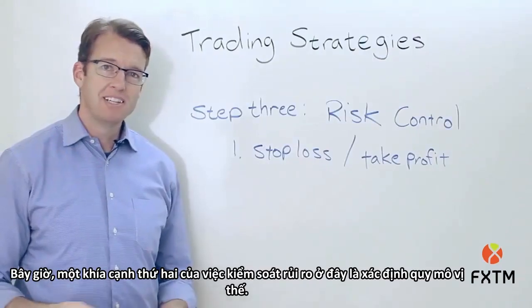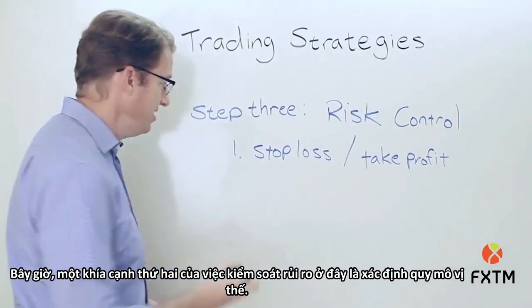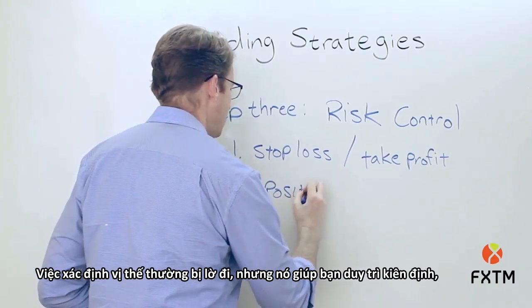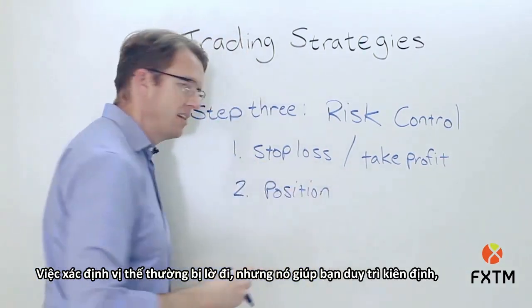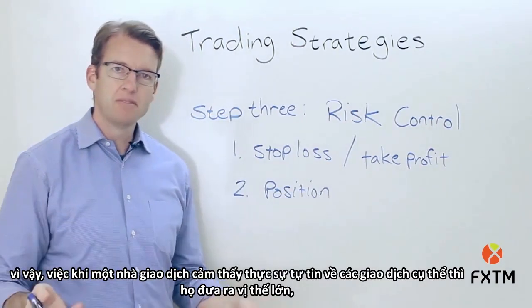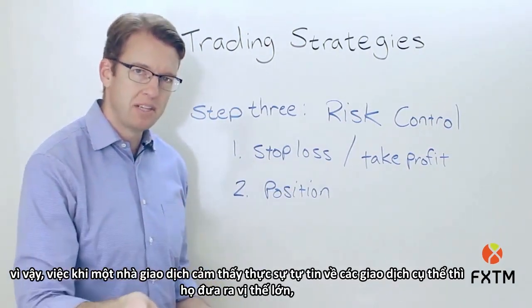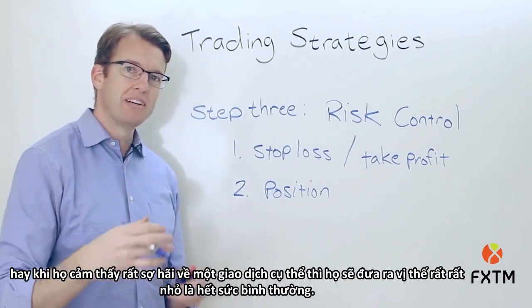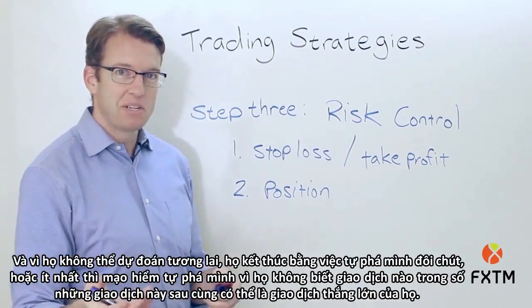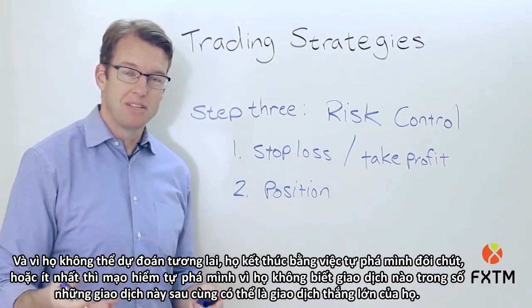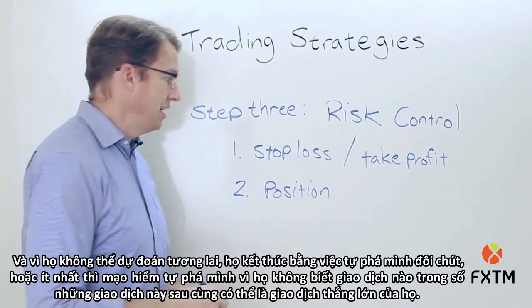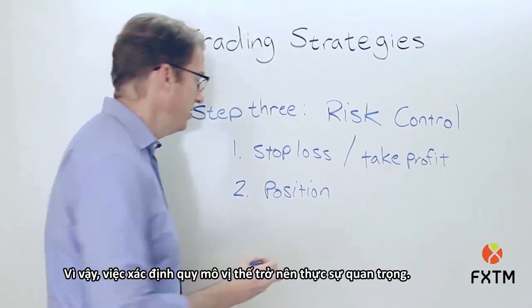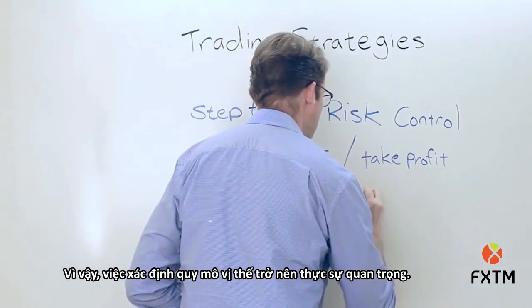Now, the second aspect here of risk control is position sizing. Position sizing is oftentimes overlooked, but it helps to stay consistent. It's not uncommon for a trader to feel really confident about a particular trade, so they get in very heavy, or to feel very scared of a particular trade, and so they get in very, very light. And since they can't predict the future, they wind up sabotaging themselves a little bit, or at least risk sabotaging themselves, because they don't know which of those two trades ultimately could be their big winner. So position sizing becomes really key.